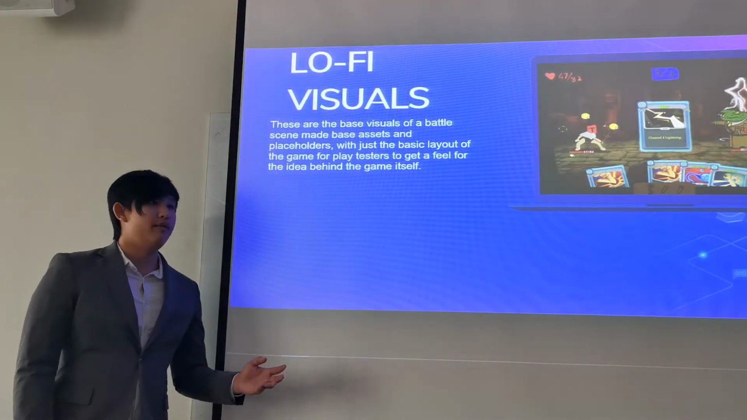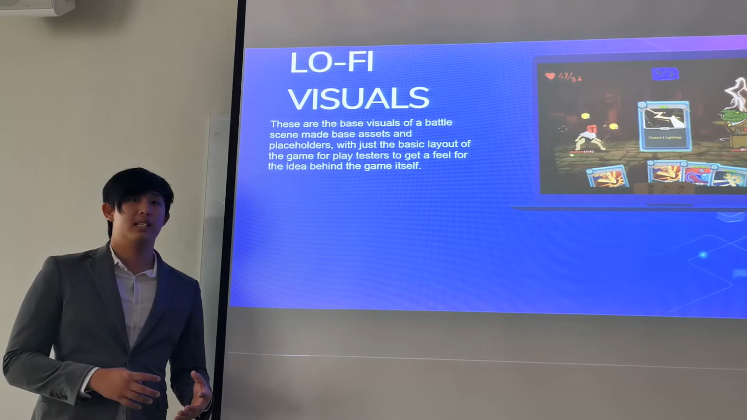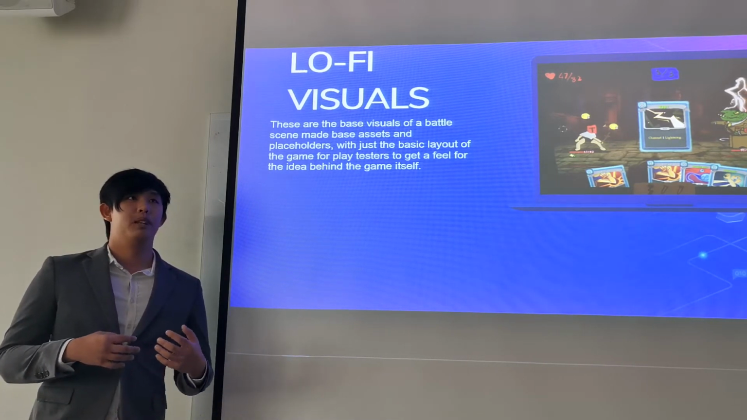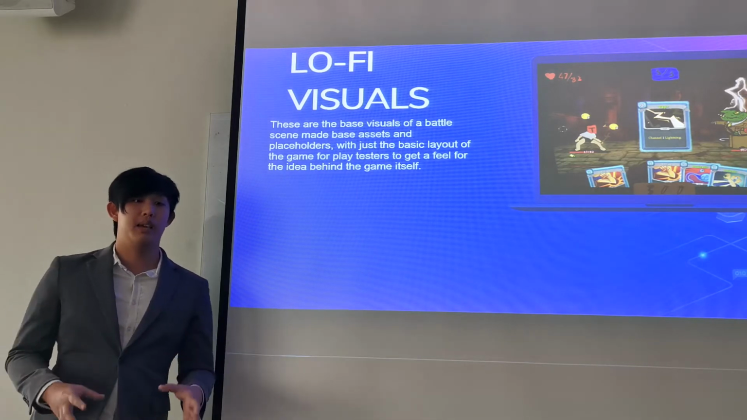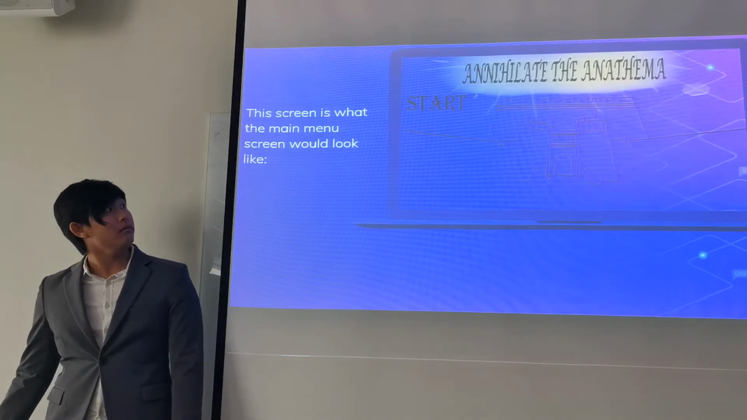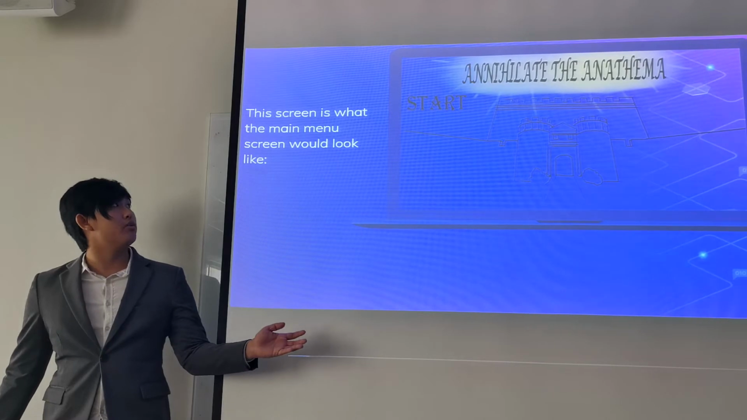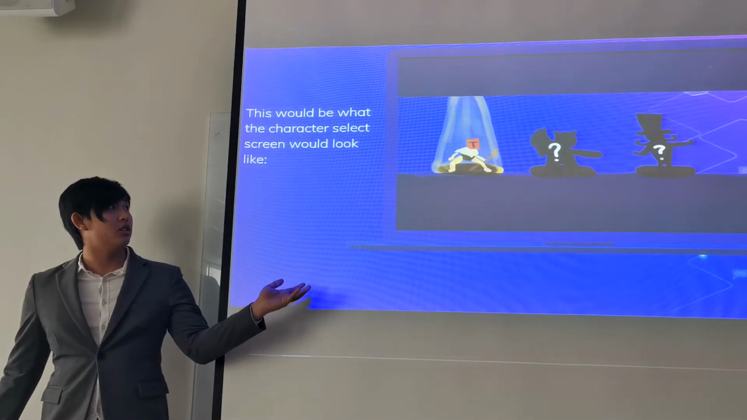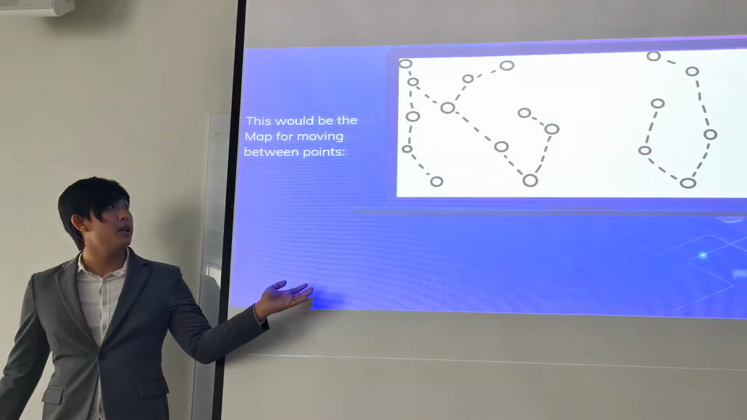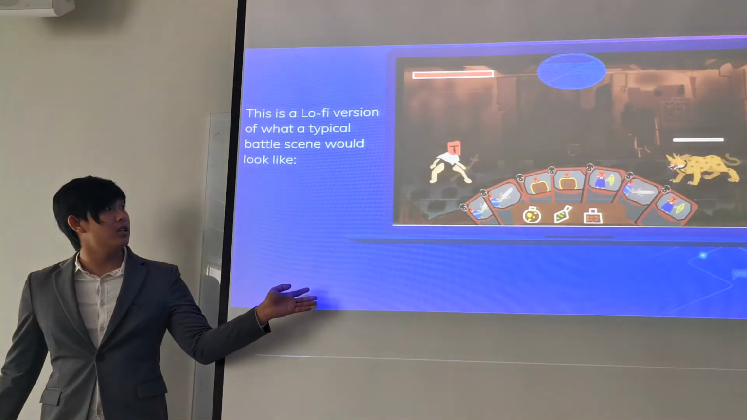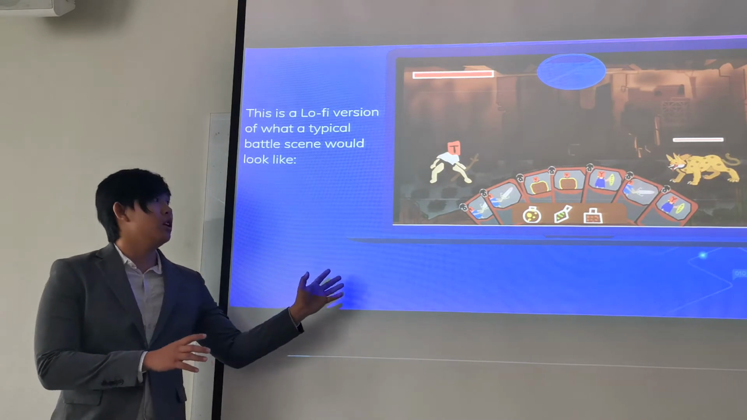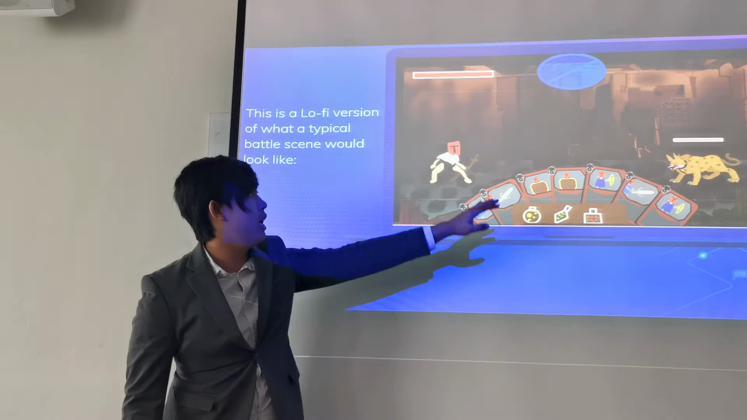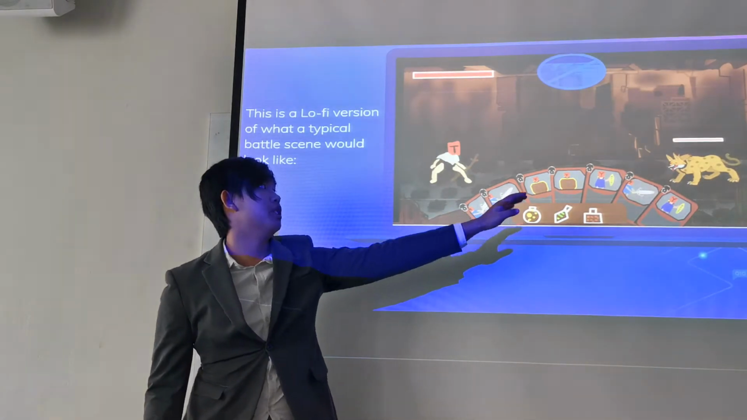For the lo-fi visuals, I've used some placeholder assets that I've made or drawn quite quickly in order to give the players a quick overview of what the game is supposed to be like. So this is what a start screen would look like without any colors. This is the basics of what a player select screen would be. This is the basics of the map, and this is what a typical battle scene in the lo-fi would look like. As you can see, you have your player, your health bar, your energy counter up there, as well as all your cards that you can select and the enemies.